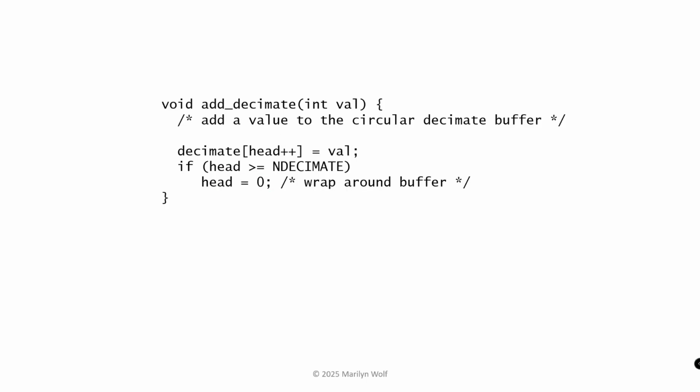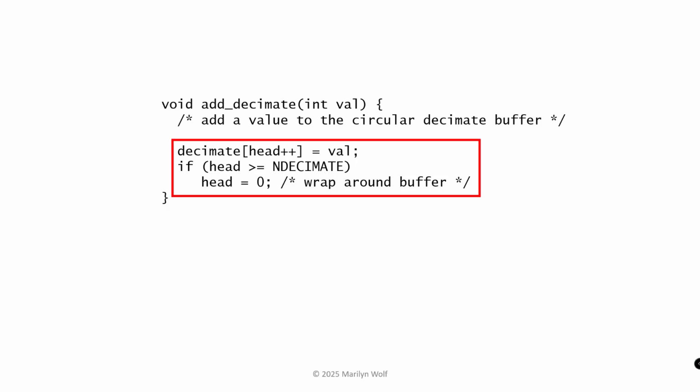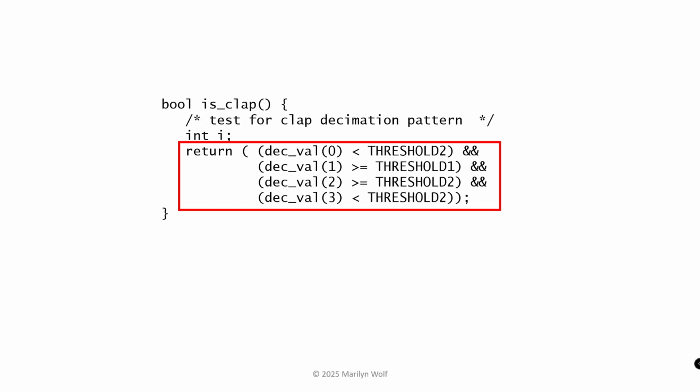The add decimate function builds a circular buffer to hold the latest several values of the decimation. This code tests whether we've wrapped around the buffer in order to go back to the beginning. The isClap function tests the decimated signal against a template histogram. The histogram uses two thresholds to build a shape with a peak and a tail.